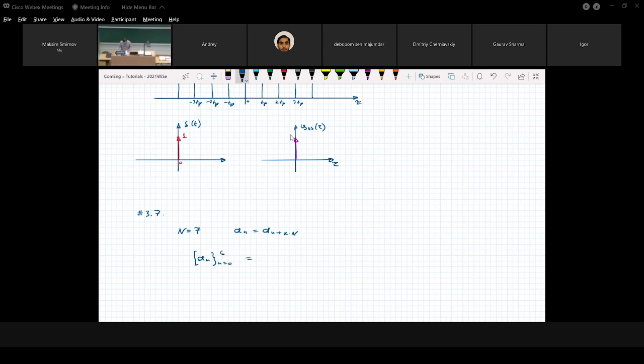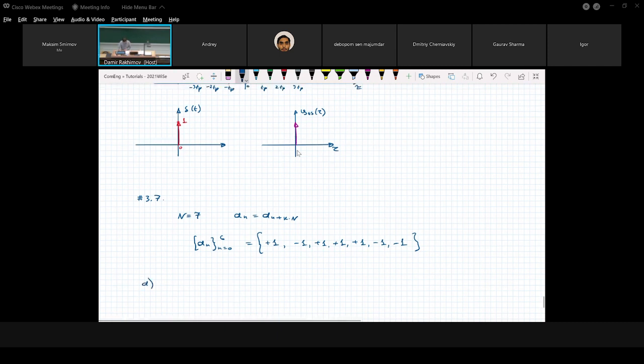One period is given by the set of numbers: minus 1, plus 1, 1, minus 1, plus 1, plus 1, minus 1, minus 1. In total, we have 7 elements. So we start all the same, but for periodic signals.